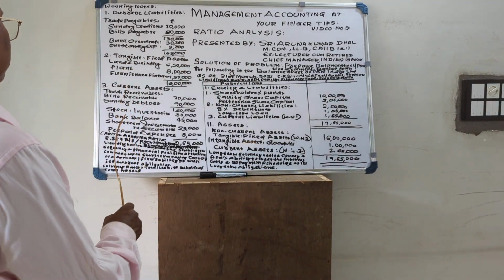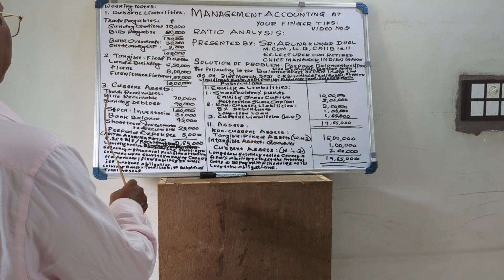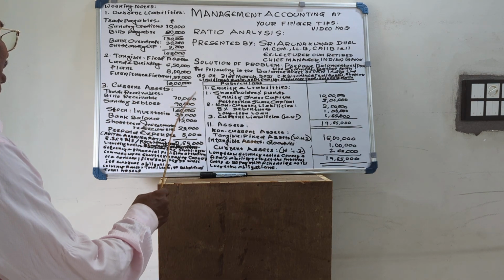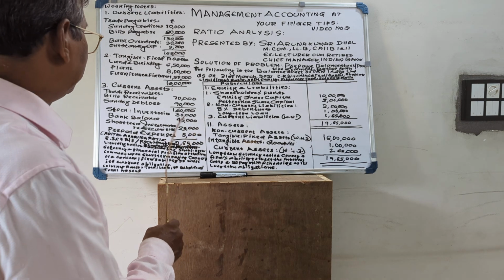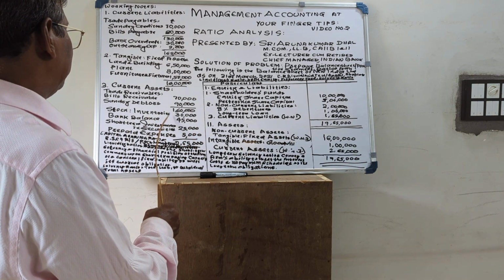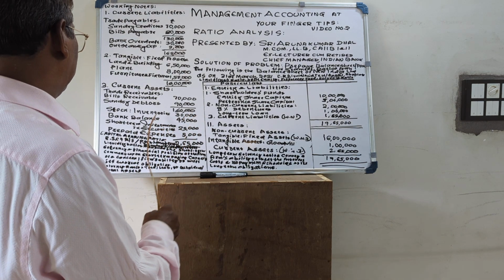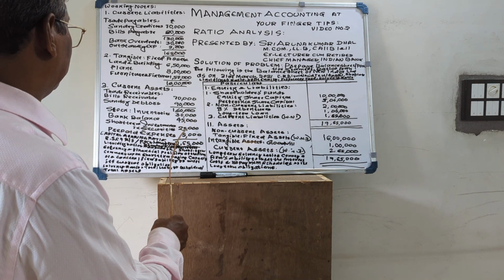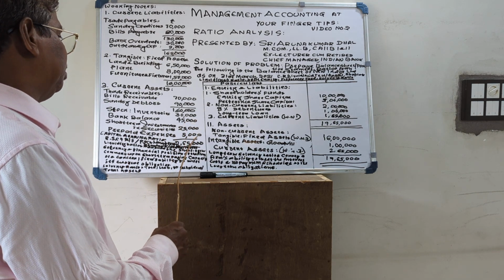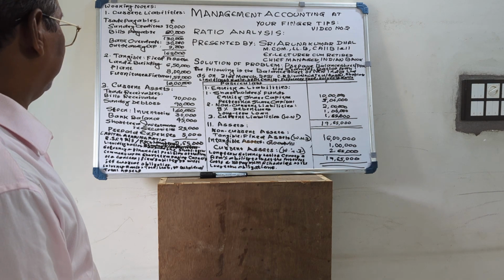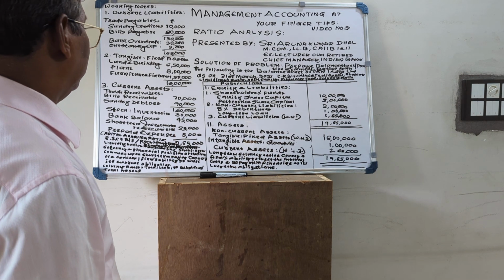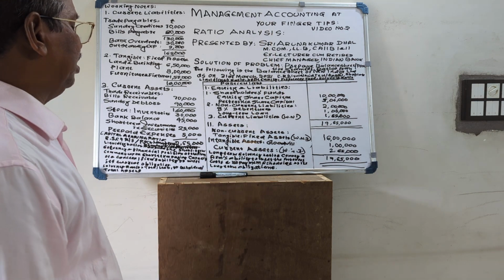Then current assets are defined in working note 3, total 2,65,000. They include trade receivables, that is bills receivable 70,000 and sundry debtors 90,000, total 1,60,000. Then stock, meaning inventory, closing stock is 30,000. Bank balance 45,000, short-term investment security 25,000, prepaid expenses 5,000. So we will discuss the various ratios.